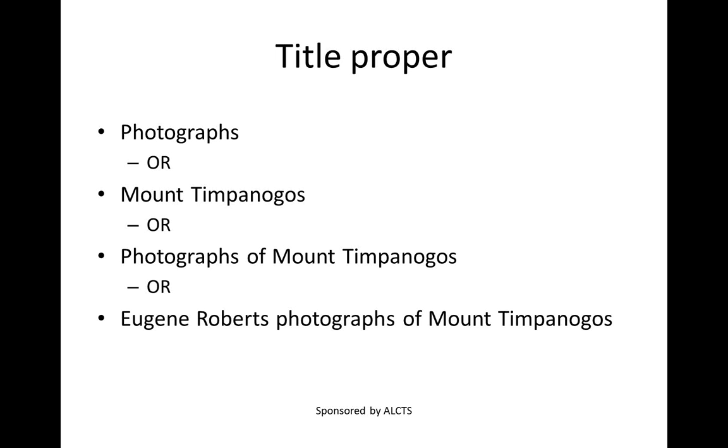So let's look at how this would work with a collection of photographs of Mount Timpanogos here in Utah Valley, created by BYU professor Eugene Roberts. Using the general devised title rules, you could follow the various options of recording just the nature of the resource, as in photographs. The subject of the resource could also be recorded as a title, in the case of Mount Timpanogos. And the combination of the two results in photographs of Mount Timpanogos. However, again following the archival provisions, the devised title should also include the creator, allowing the possibility of a title such as Eugene Roberts' Photographs of Mount Timpanogos, as at the bottom.